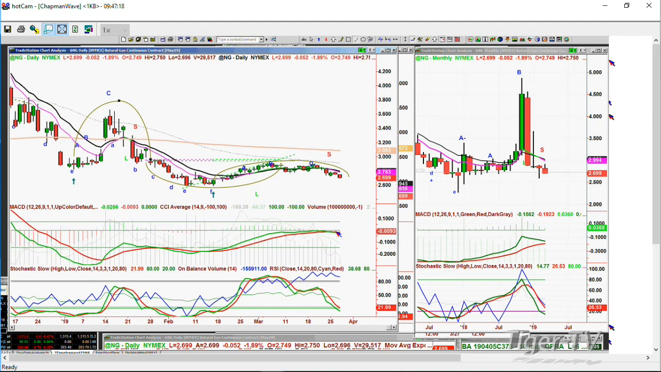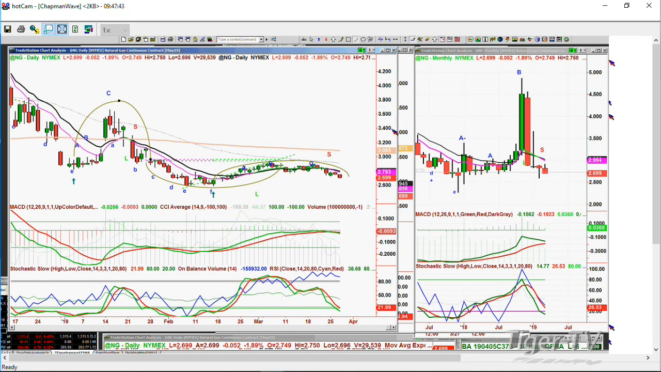The MACD is now not anywhere close to as weak as it was back in February or late January. So the MACD is saying we could be close to some kind of a support level at 2.699 right now. Stochastic saying it needs a little bit more on the downside at 21%. It's probably going to go to the teens, and then we'll see if it can hold.